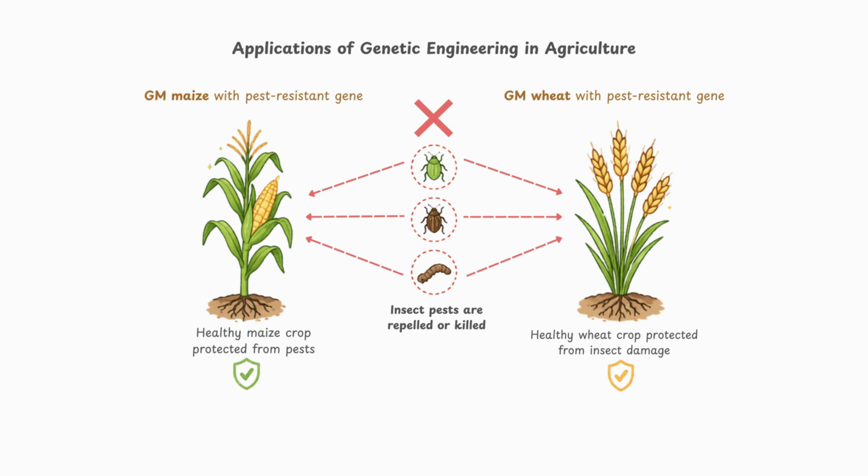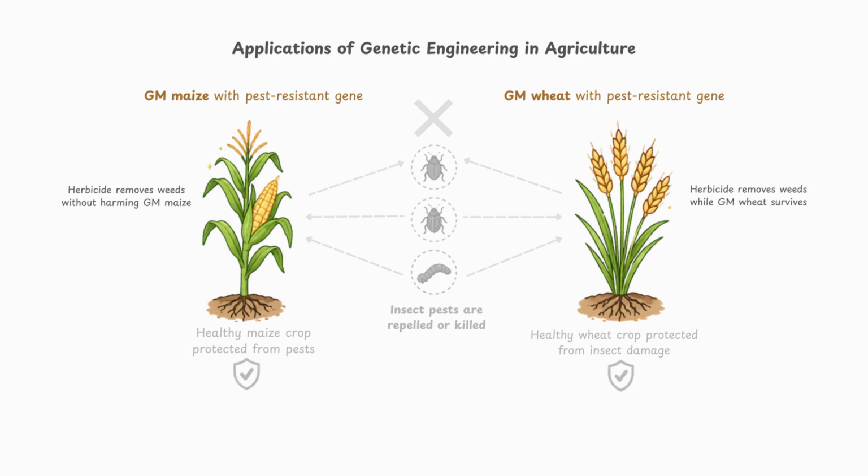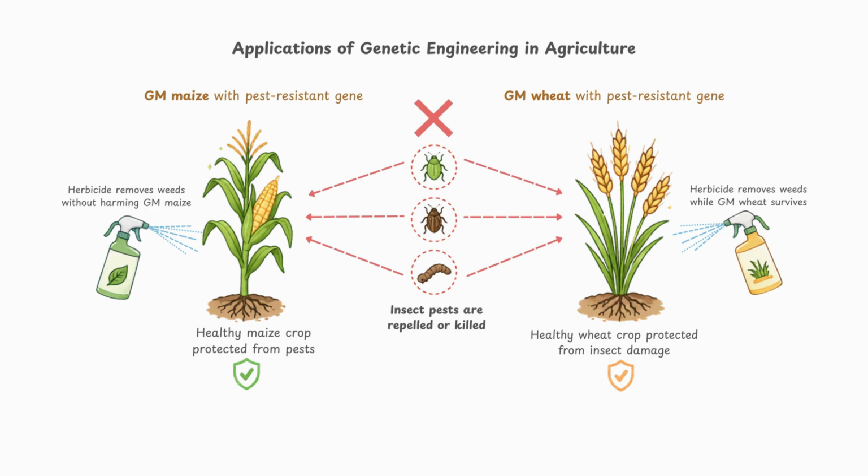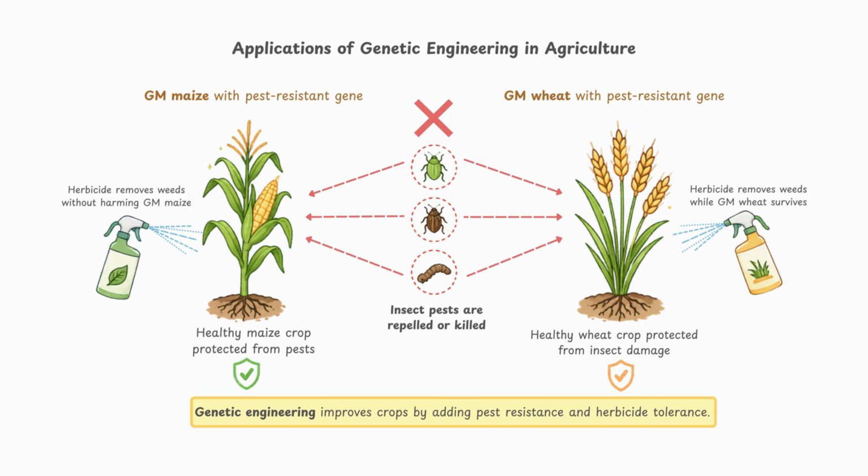Some genetically modified crops are also engineered to tolerate herbicides. This means farmers can spray herbicides to kill weeds without damaging the maize or wheat crops themselves. As a result, genetic engineering helps reduce crop damage, improve crop yield, and make farming more efficient.